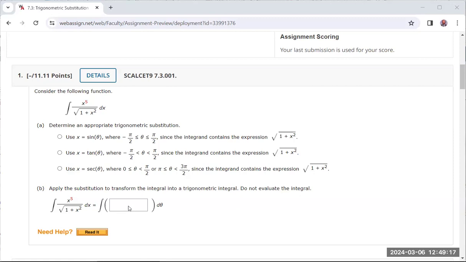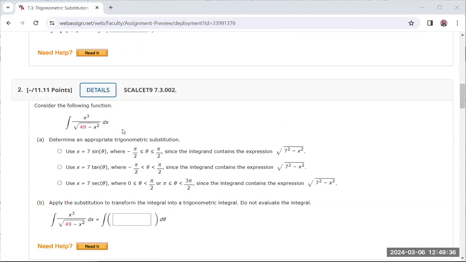Who knows how it turns out? Oh, they're not even asking you to evaluate. They just want it in terms of theta. So then all you've got to do here is just do tan to the fifth over the square root of 1 plus tan squared, and then do the secant squared. The most important thing here is to make sure that dx is not just d theta. dx is secant squared theta d theta.